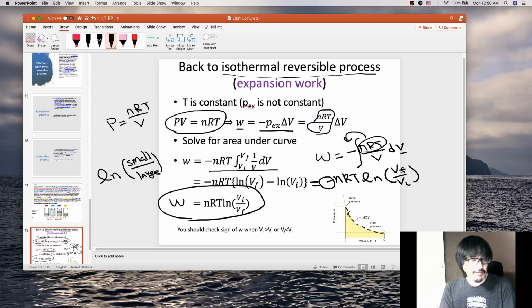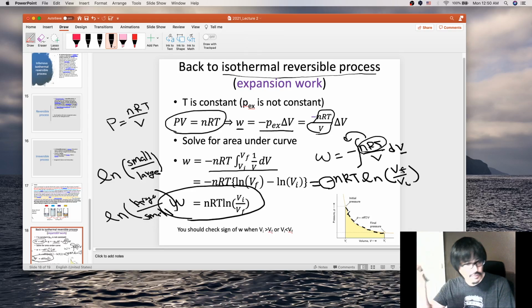Now, if I'm going through contraction, then the initial volume is going to be large, and the final volume is going to be small, right? Then this ratio is bigger than 1, which is going to be positive, right? So the work is going to be positive for this particular case, which is all consistent.